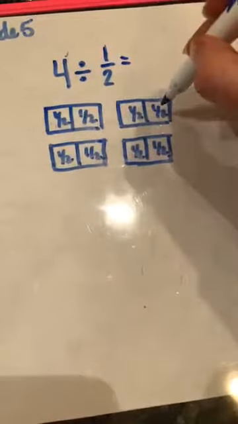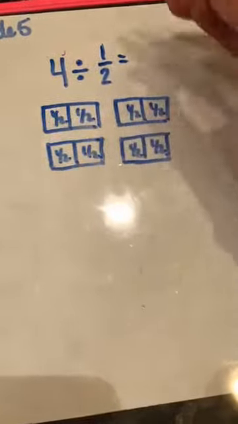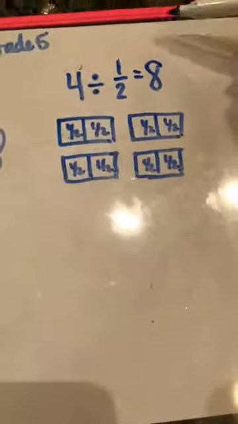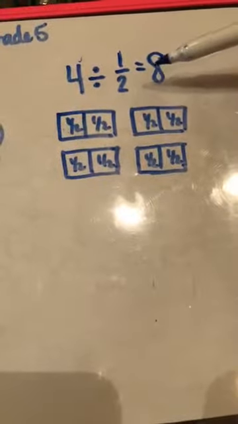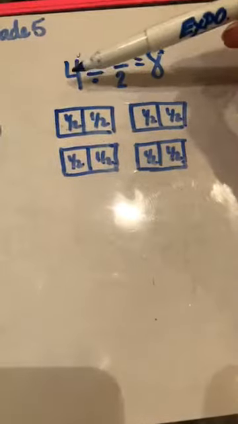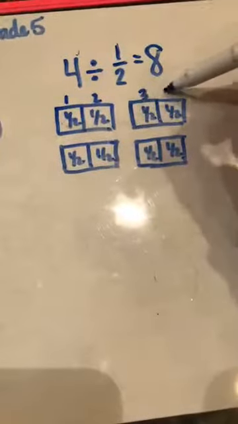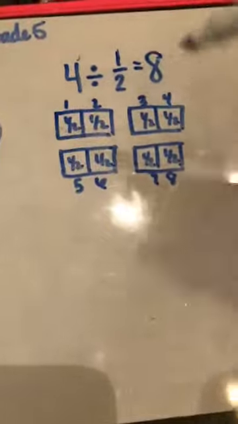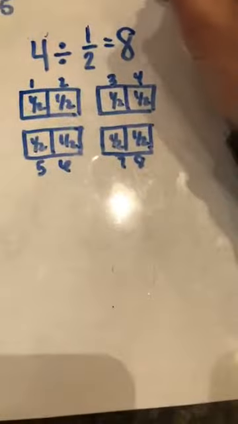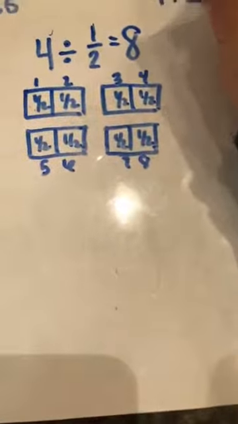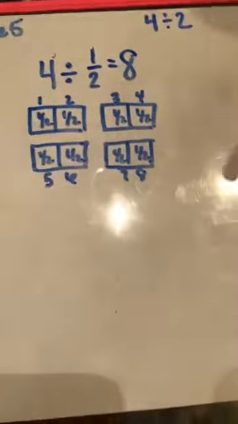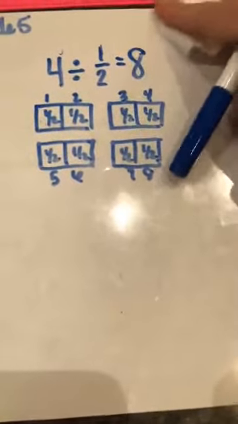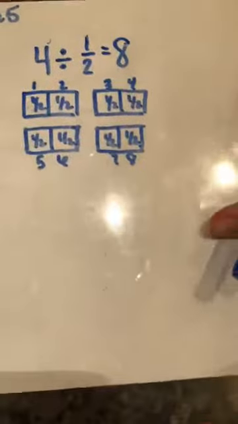And the answer is 1, 2, 3, 4, 5, 6, 7, 8. There are 8 halves in 4. We can even label them 1, 2, 3, 4, 5, 6, 7, 8. Same thing that we did with 4 divided by 2, we're doing here, okay? So now let's think about another problem, see if it works.